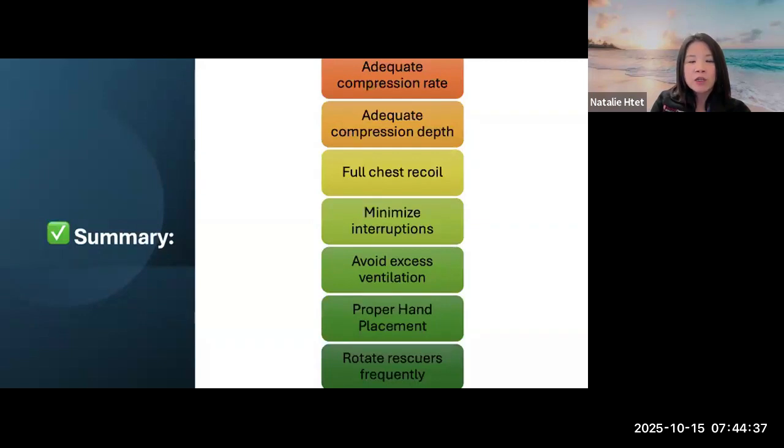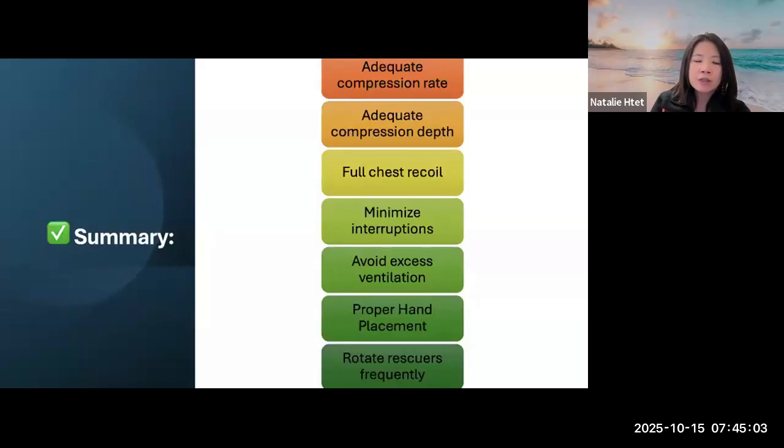The third important issue is you want to make sure of full chest recoil, meaning allowing the chest to recoil, come back to your hand, and don't lean on the chest. The reason recoil is important is it permits venous return back to the heart, maximizing stroke volume for the next chest compression. And the fourth thing is minimize interruption.